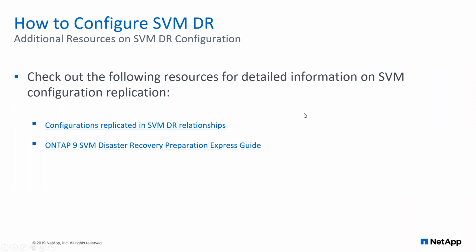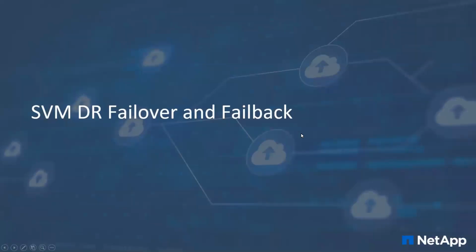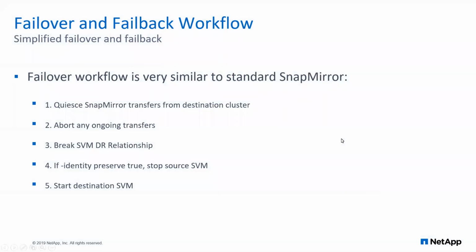All right, cool. So we'll talk briefly about the SVM DR failover and failback processes. Again, this is pretty similar to what you're used to already with standard volume level SnapMirror. So to fail over, you'll quiesce SnapMirror transfers from the destination, abort any ongoing transfers, and break that SVM DR relationship so that the destination becomes read-write. If identity preserve is true, stop that source SVM, and then you can start the destination SVM.